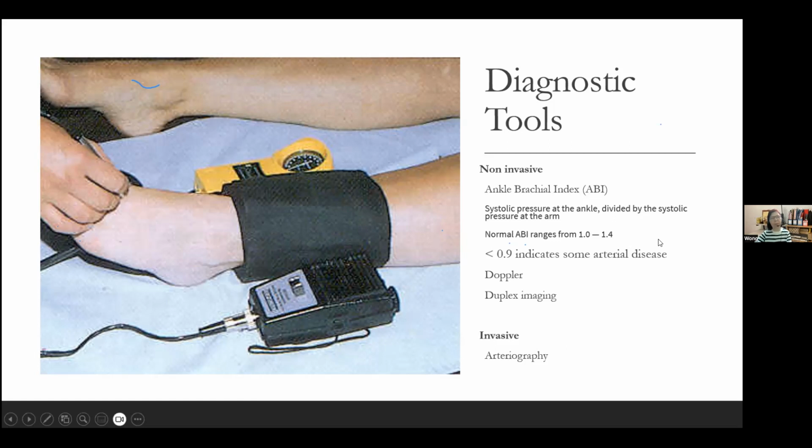Usually the brachial systolic will be slightly higher than the ankle. And also if it's lower than 0.9, that indicates some form of arterial disease. There are also other methods that are a bit more invasive that they can do to diagnose.